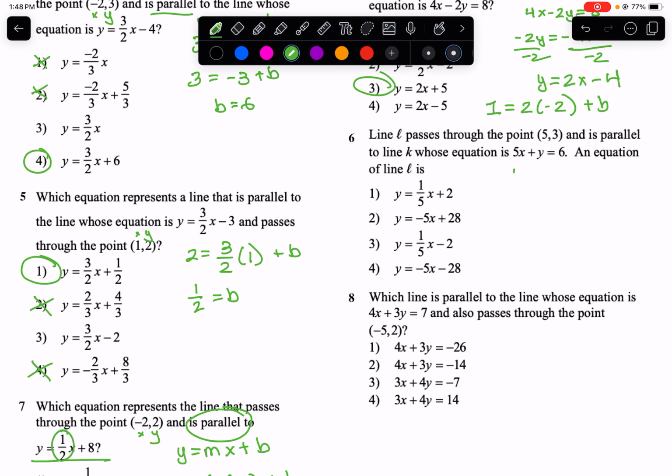So again, we are first going to put this in slope-intercept. So we want a slope of negative 5 because we're doing parallel. And we're given x and y, so 3 is equal to negative 5 times 5 plus b. So that's negative 25. When we add it, we're going to get 28.